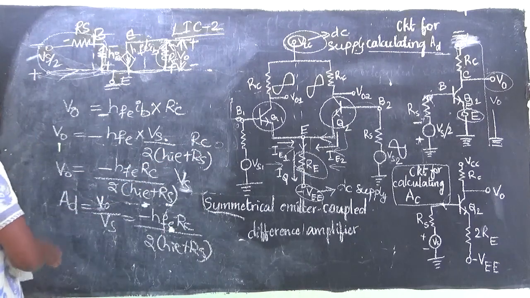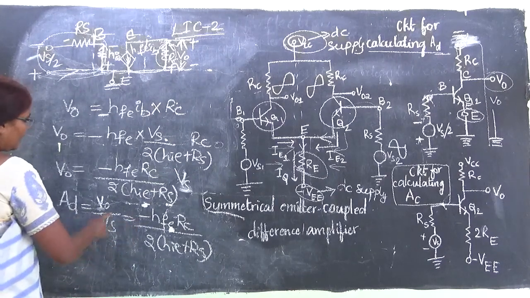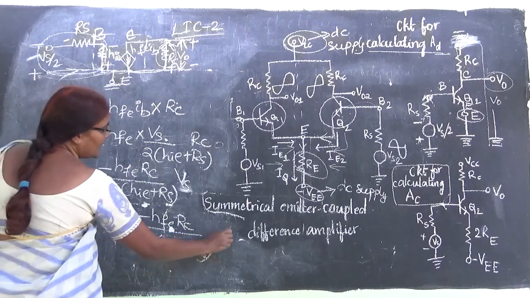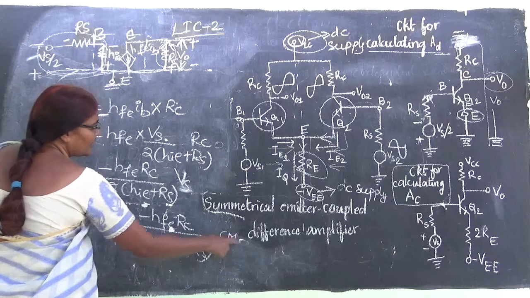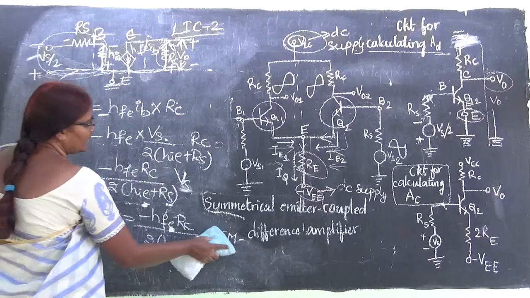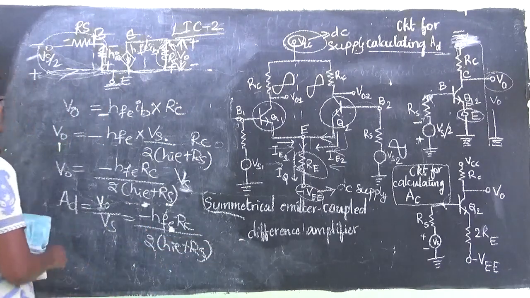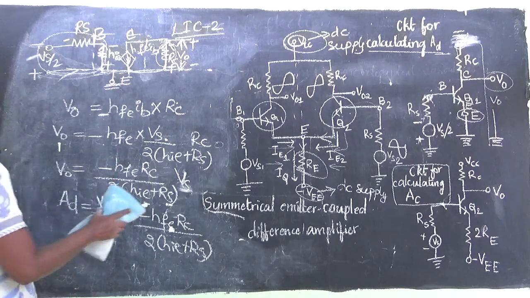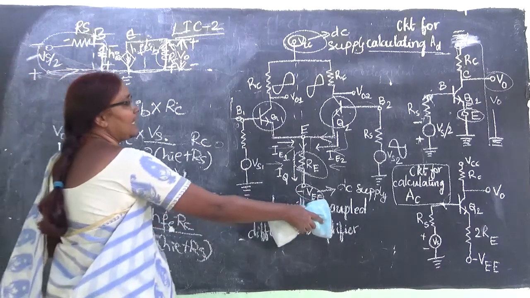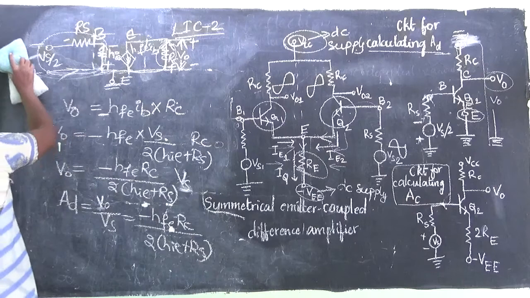Now, I found AD, but this negative sign will not affect it, because to find the CMRR we take the modulus of AD and AC. So this minus sign will not have any effect on it. Now you just remember this formula. Now I go to calculate the second circuit, which is the circuit for calculating AC. That is, I want to find the common mode signal gain.